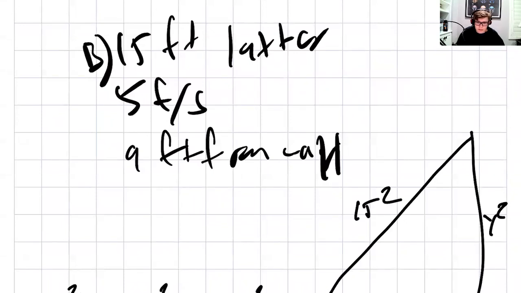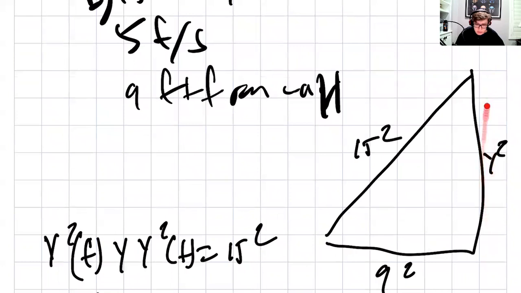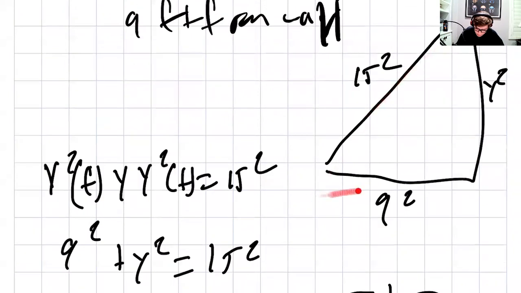A 15 feet ladder resting against a vertical wall, this vertical wall right here. The bottom slides away at a rate of 5 feet per second, which I have here. It asks how fast will the top of the ladder be sliding away when the bottom is 9 feet away. So I drew a little triangle here just for a frame of reference. Here's the ladder, here's the distance away, and here's the wall here.